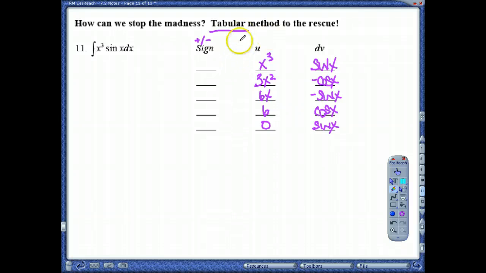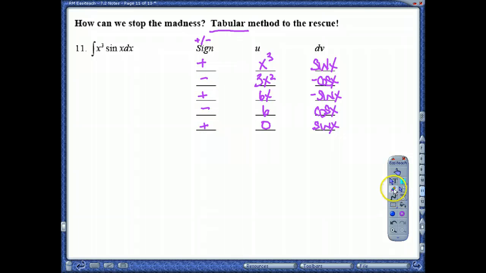Alrighty, so u is driving how many of these rows we're going to have. What you want u to be, keep taking the derivative until you hit 0. Now the sine part, we start off positive, just like we do every day of our lives. We start off positive, and then things just kind of seem to alternate. We're happy, we're sad, we're happy, we're sad. So you're always going to start positive and then alternate from there.